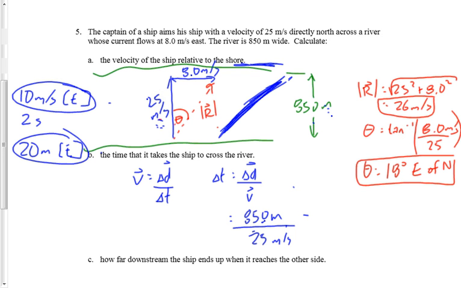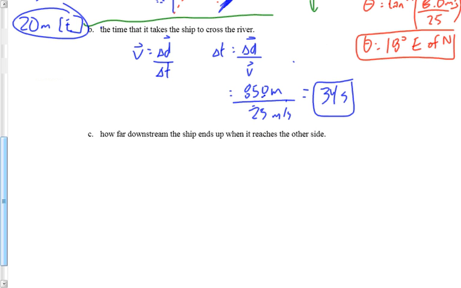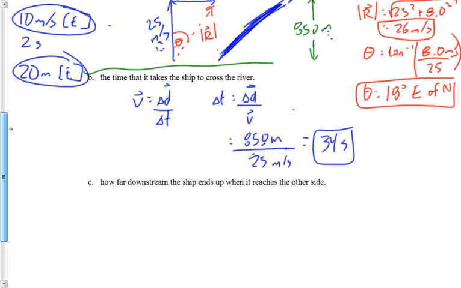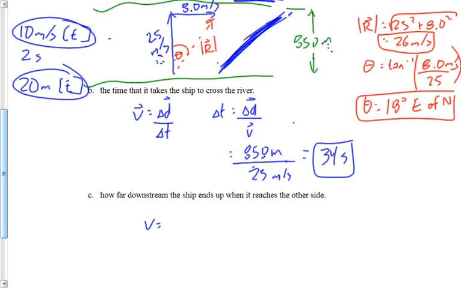Okay, so when we do that math, I think it works out to be 34 seconds. Is that right? How far downstream does the ship end when it reaches the other side? We're going to use v equals delta d over delta t for that one as well. But this time we're going to rearrange it to solve for delta d. How far downstream does it end? V times t.